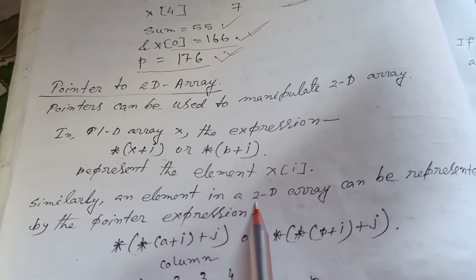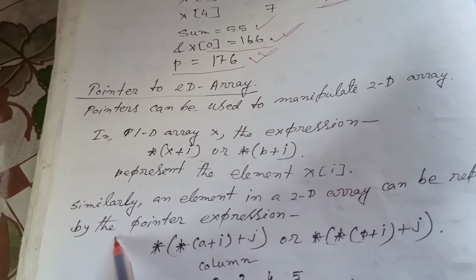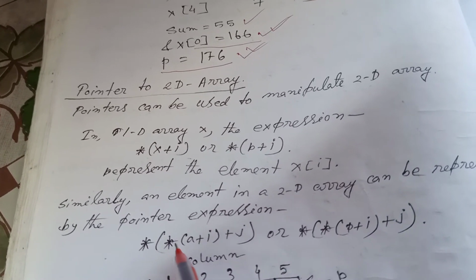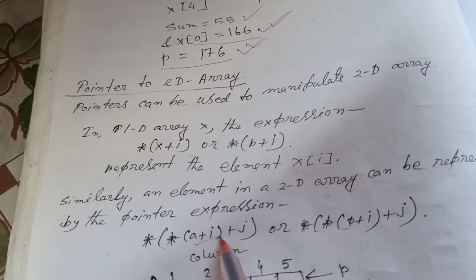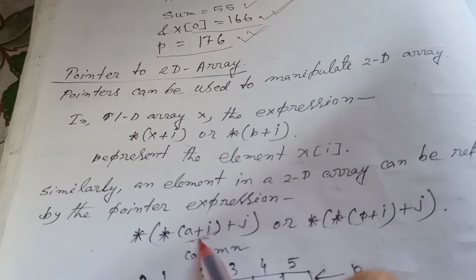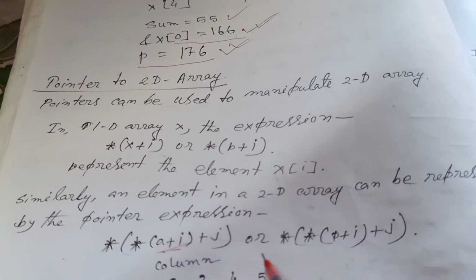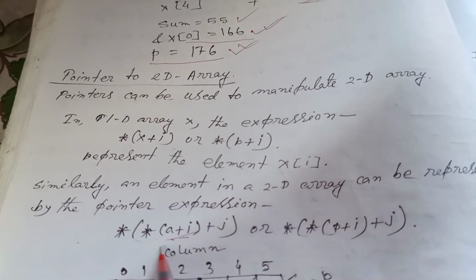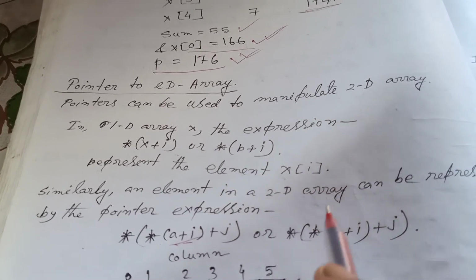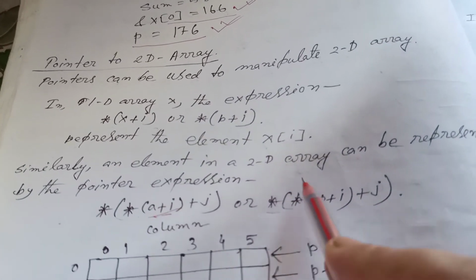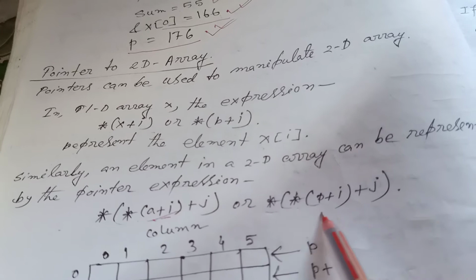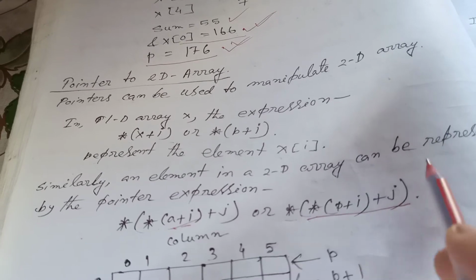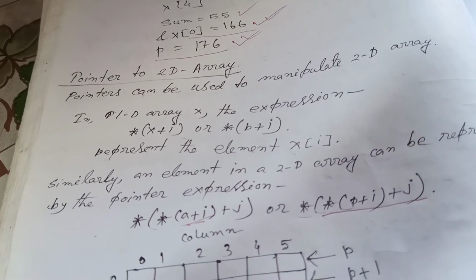Similarly, an element in a two-dimensional array can be represented by a pointer expression like pointer, first bracket start, then pointer a plus i, where a plus i is the index in the row, plus j, which indicates the column. So row plus column, or pointer, first bracket open, pointer p plus i, plus j after the first bracket, and the total bracket is complete here.